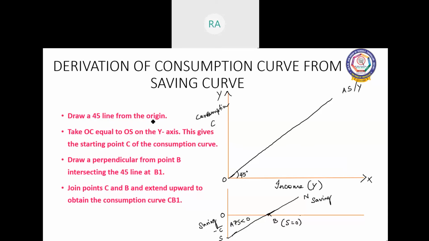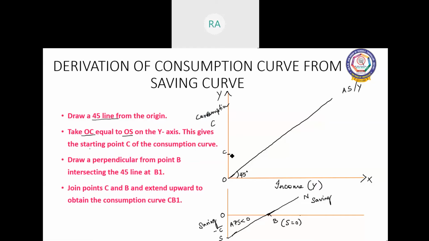Draw a 45-degree line from the origin. So this is the first step in the derivation, and I've drawn the 45-degree line from the origin. Take OC equal to OS. So this is OS that I have marked. Measure this OS and take the same size above this point of origin. Take OC equal to OS. So I have made it, OC is marked on the y-axis. This gives the starting point C of the consumption curve.